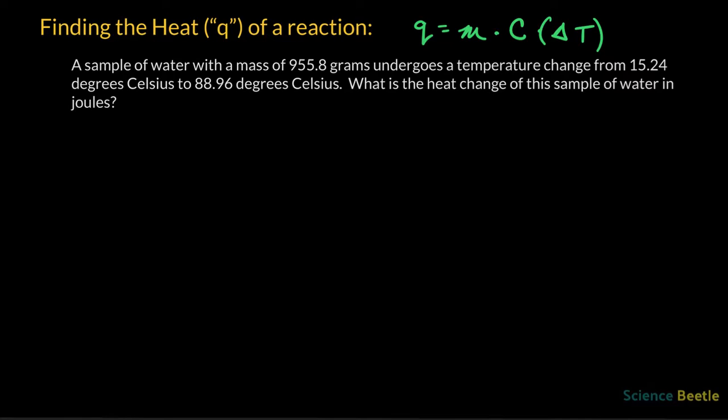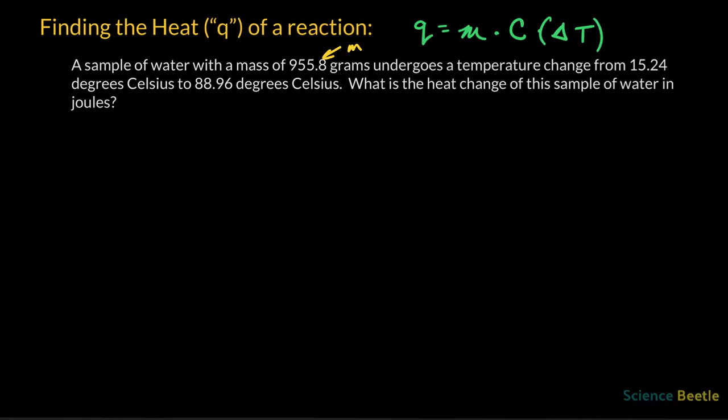And so what you want to do is go through the sample problem here and identify all of the pieces that pertain to this. So the problem reads, a sample of water with a mass of 958. So this part right here is going to be your mass, and we can go ahead and label that right off the bat. This amount here is your M. And it undergoes a temperature change. And so here's your temperature.